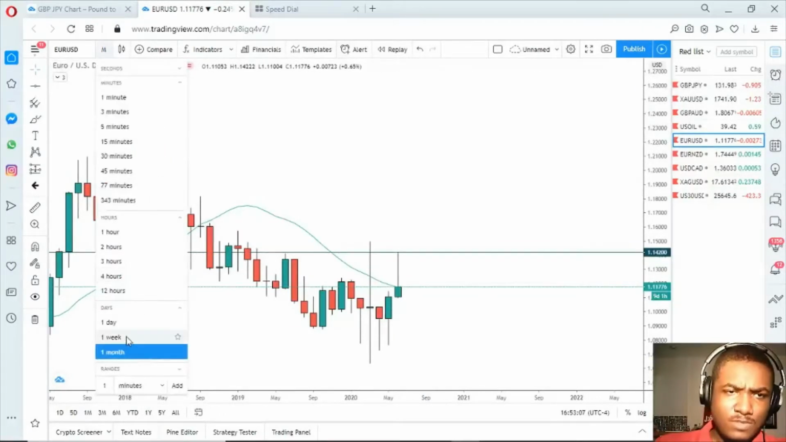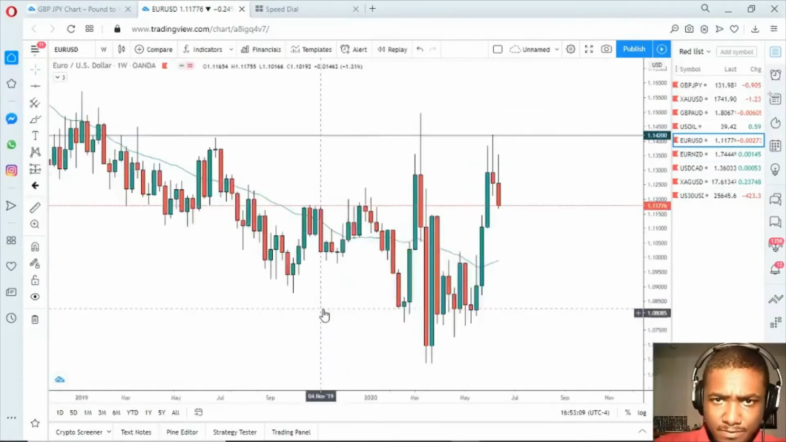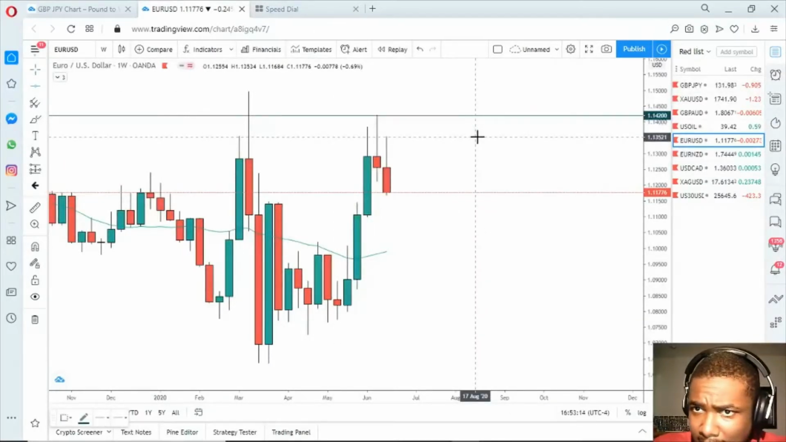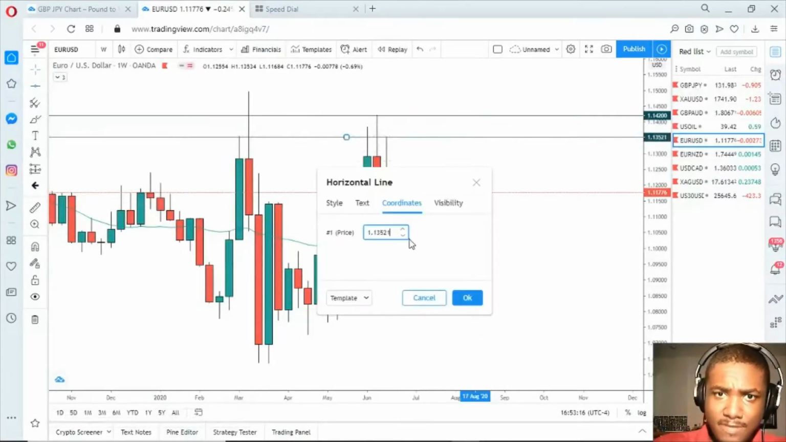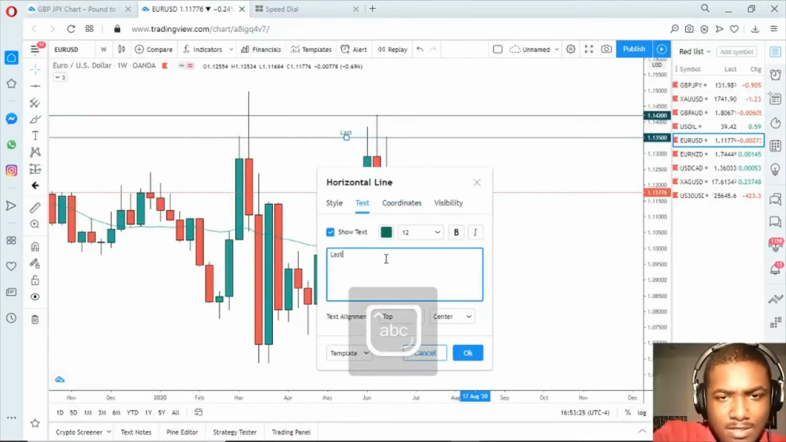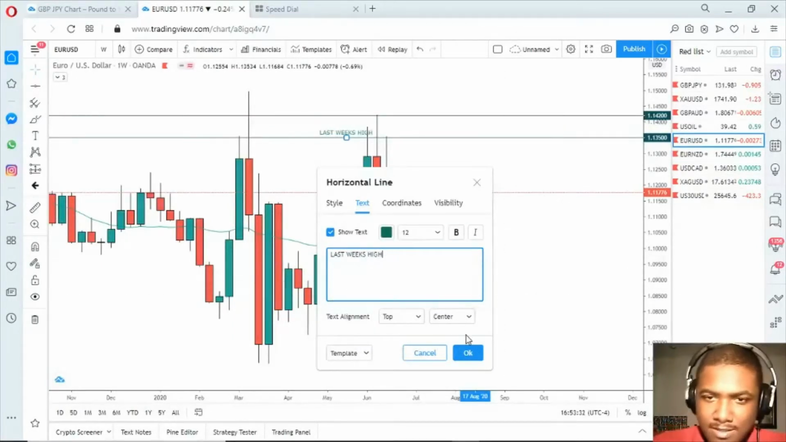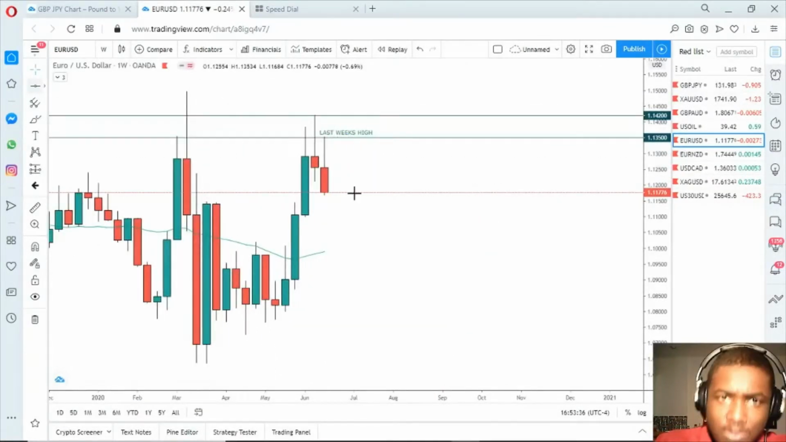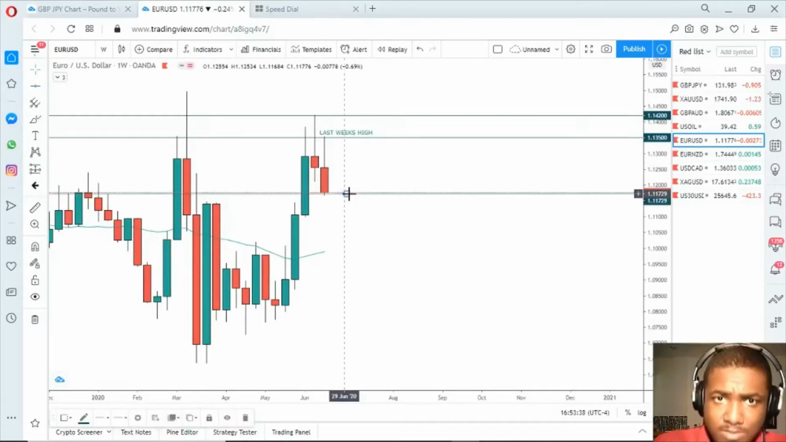If we drop down to the weekly time frame, as we can see, last week we made a high at 1350. With the text tool, we label that last week's high, and I would also include last week's low.